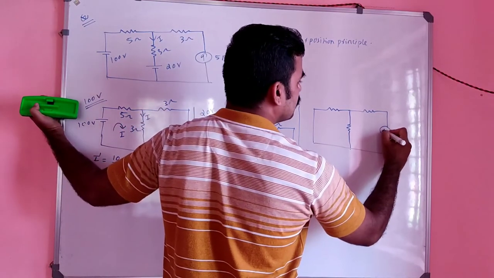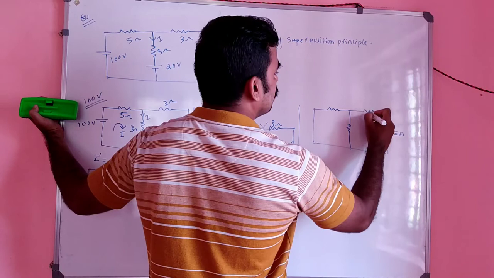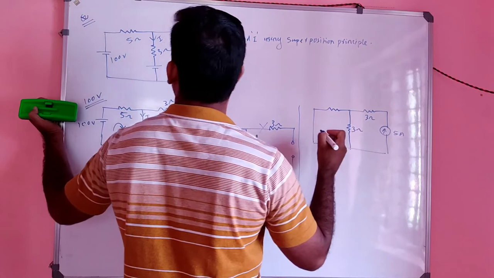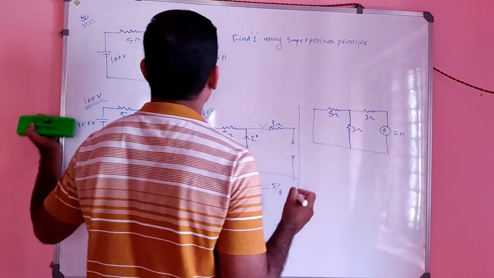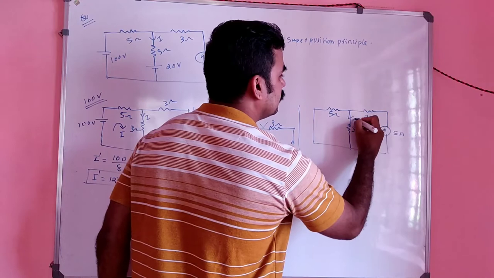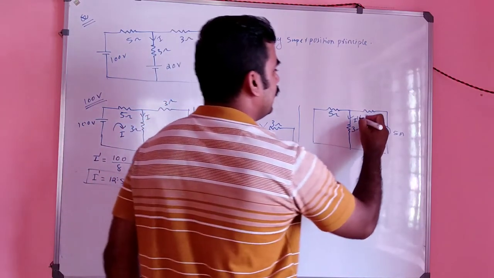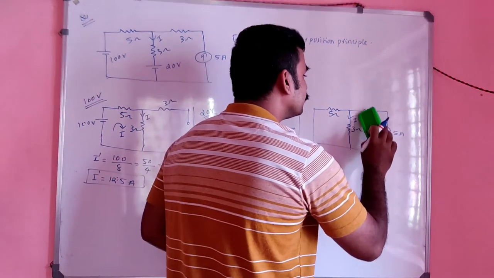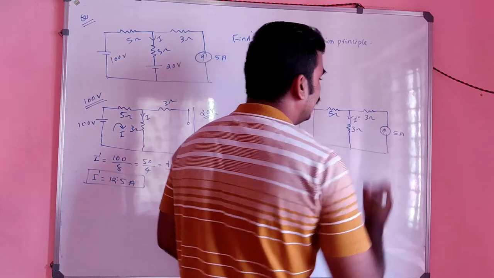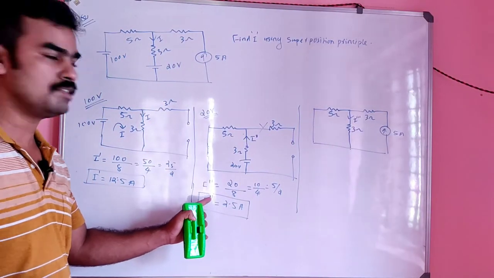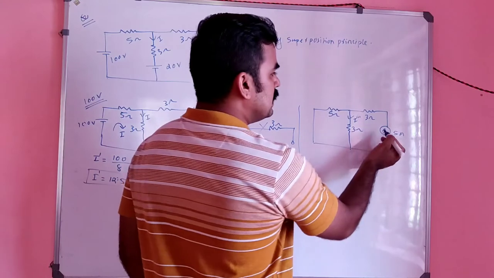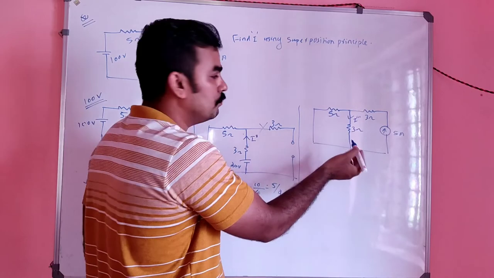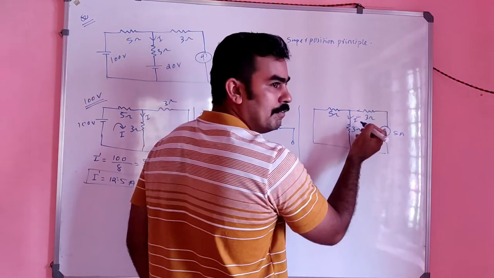So this is 5 ampere and this is 3 ohm, and this is 3 ohm, and this is also 5 ohm, right? So you have to find the value of current I, let it be I triple dash, because I double dash you used once. That's why I triple dash. This can be simply done by using the current division rule, because there is a flow of current of 5 ampere to the circuit.